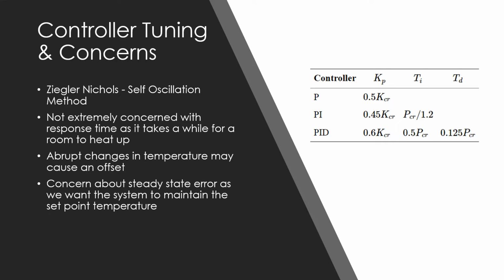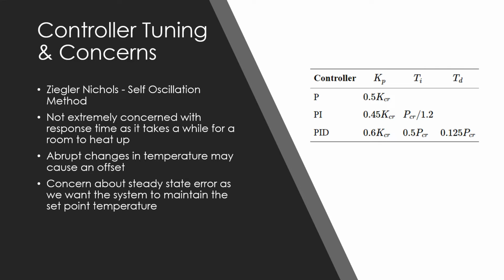To tune the PID, we can use the Ziegler-Nichols self-oscillation method. This is commonly used in industry. We're going to set the derivative and integral to 0 and increase the proportional gain until the system oscillates. Then we can use that critical gain from the oscillations and use this table to find values for our PID.